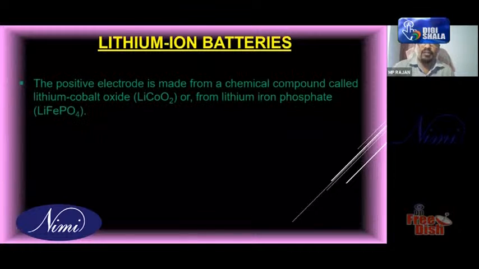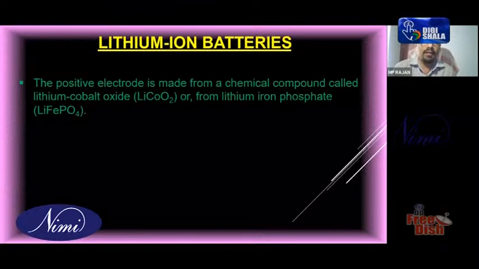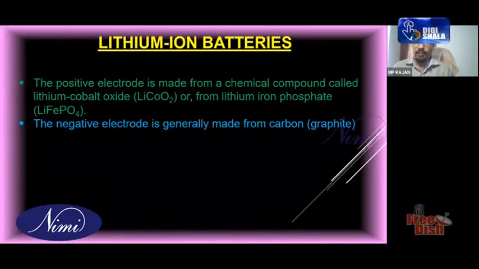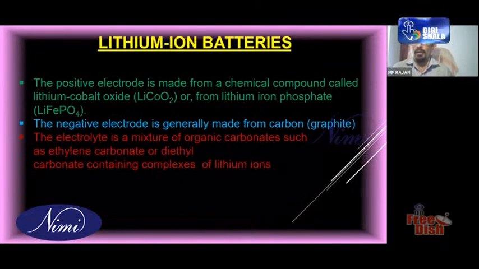Lithium ion battery, this is the modern trend, you can say, in the solar power system. We are using a metallic battery. In this, the positive plate is lithium cobalt oxide, a metal combination of lithium, cobalt and oxygen. It is made from lithium iron phosphate. And the negative plate is pure carbon, or graphite. And the electrolyte is a mixture of organic carbonates like ethylene carbonate or diethyl carbonate.